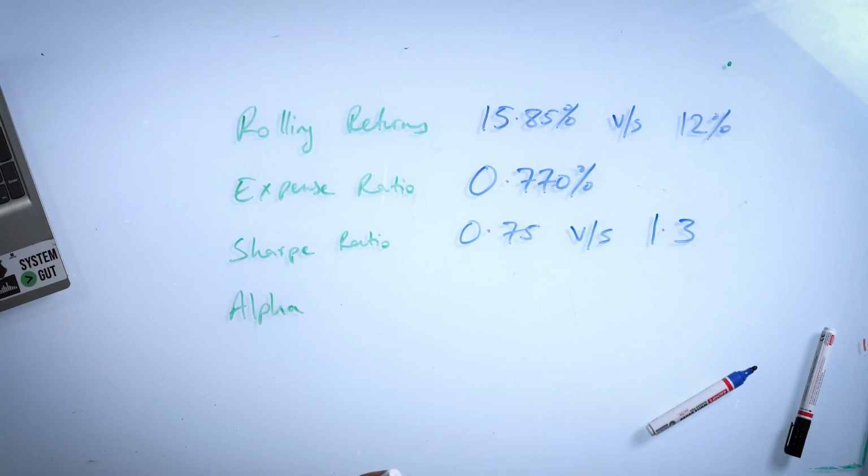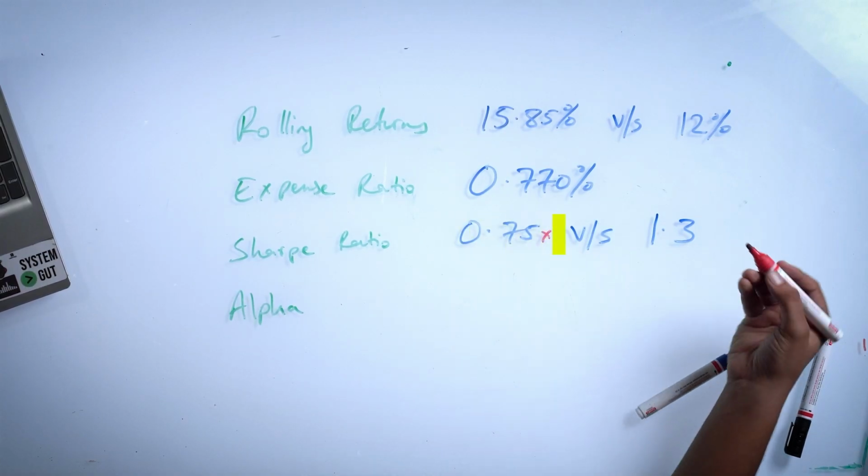I have to say this again. Anything below 1 is not good. So this is actually not good. And we are much below the category average, which proves that other funds in the same category are doing much better, probably making better returns and taking lesser risk. Not good. And finally, we have alpha.